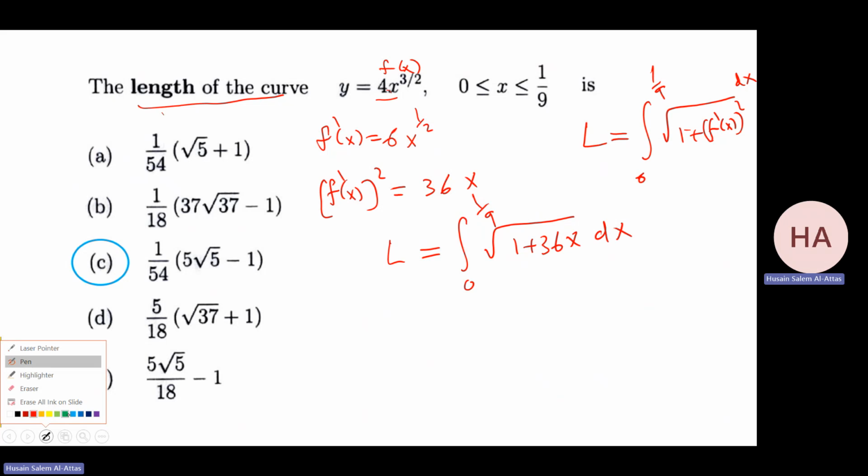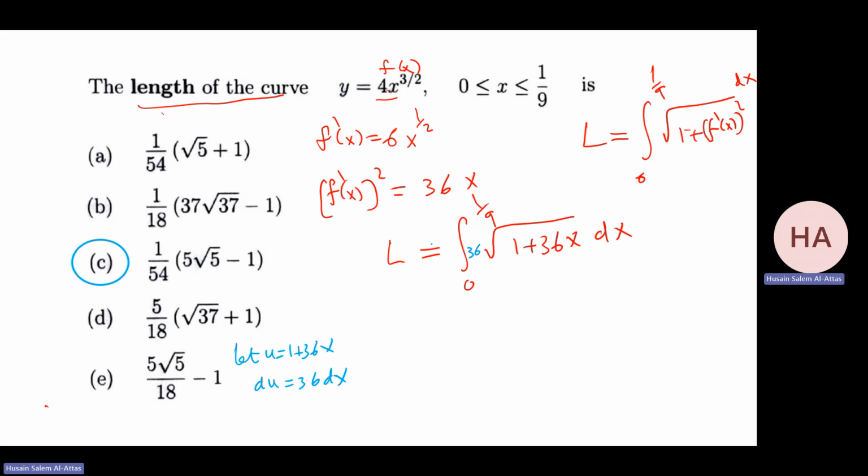Now we'll do let u. Let u equal 1 plus 36x, du will be what? 36 dx. So I need 36, don't forget, 1 over 36. Then I have what? 1 over 36, integral from where to where? 0, that gives me 1. 1 over 9, that gives me 4 plus 1, that is 5. Okay, u to the power half du.